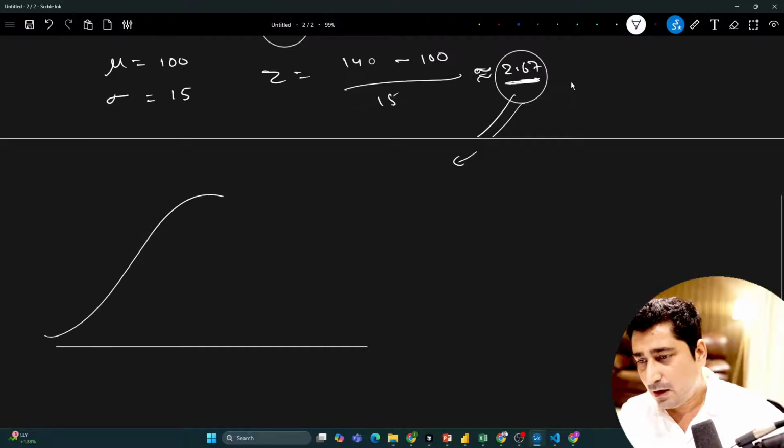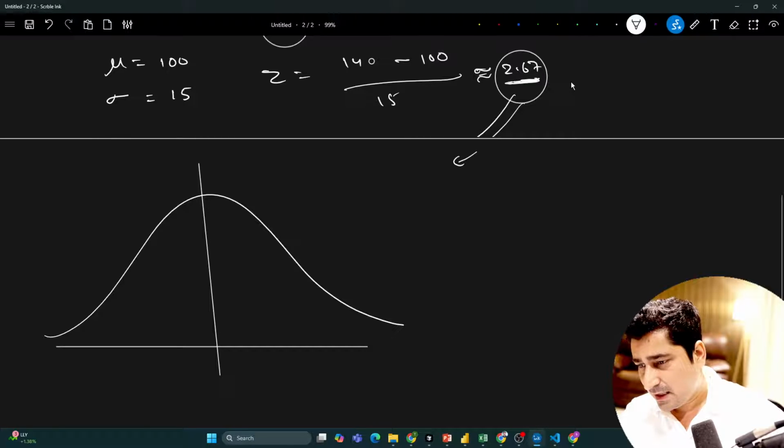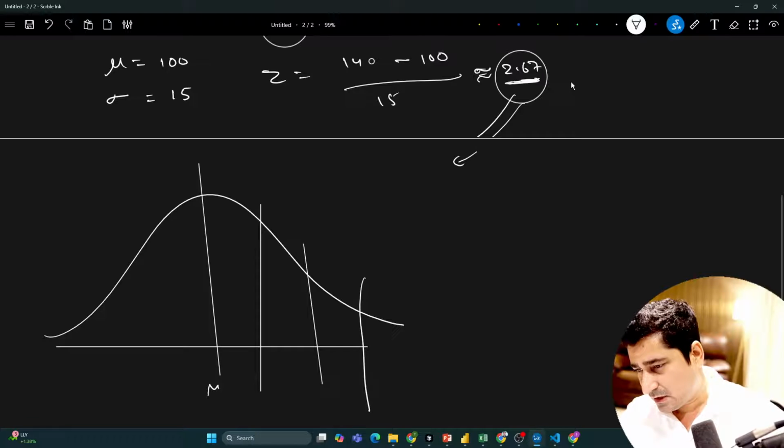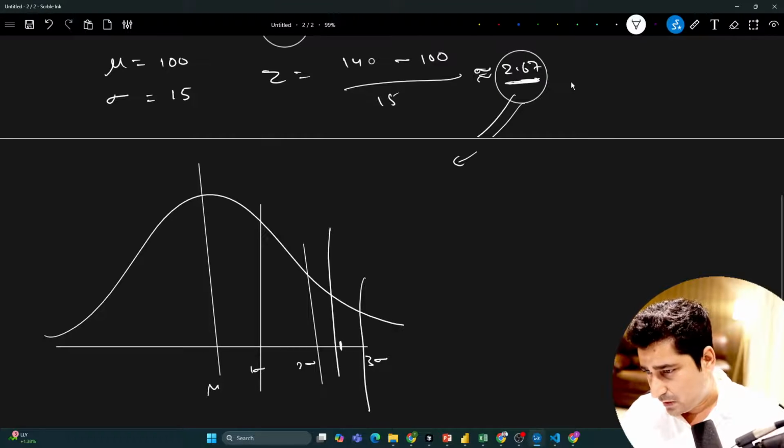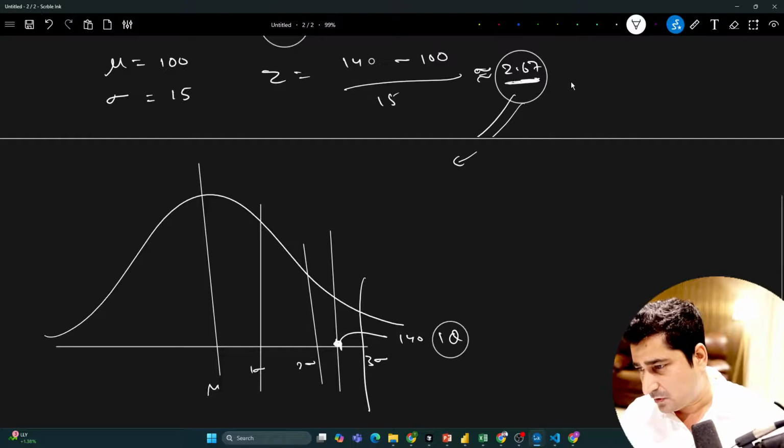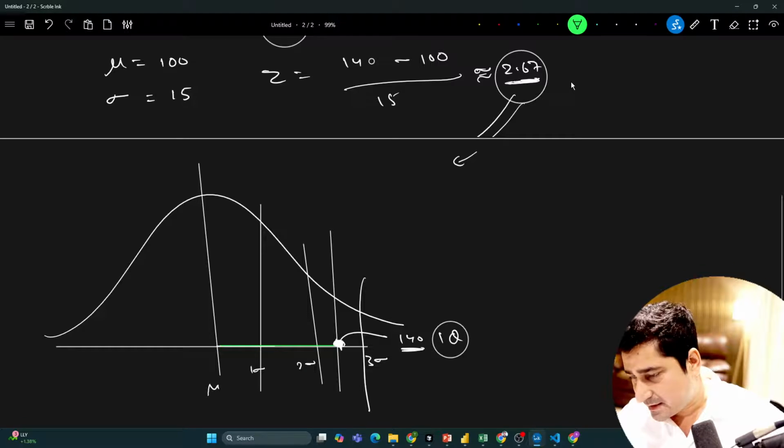So here on a bell curve, this is my mu. This is our first standard deviation, this is the second one, and this is the third one. So first standard deviation on the positive side, then the second, and then the third. That is telling me that this 140 IQ score is somewhere here. This is basically representing the 140 IQ score. Let me choose a different pen. So this data point is 2.67 standard deviations away from the mean, right?